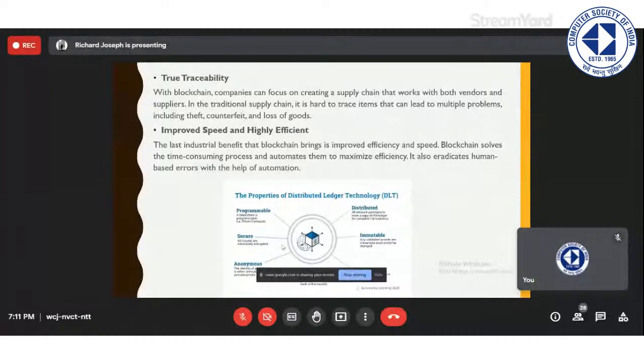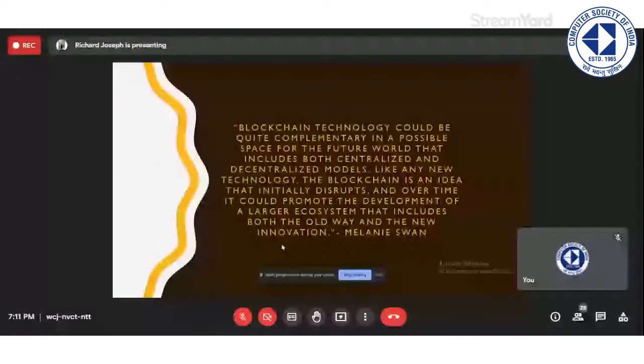So I would like to end with a quote by Melanie Swan in her book, Blockchain Technology, The Blueprint for a New Economy, in which she said in her concluding statements that blockchain technology could be quite complementary in a possible space for the future world that includes both the centralized and decentralized models. Like any new technology, the blockchain is an idea that initially disrupts, and over time it could promote the development of a larger ecosystem that includes both the old way and the new innovation.